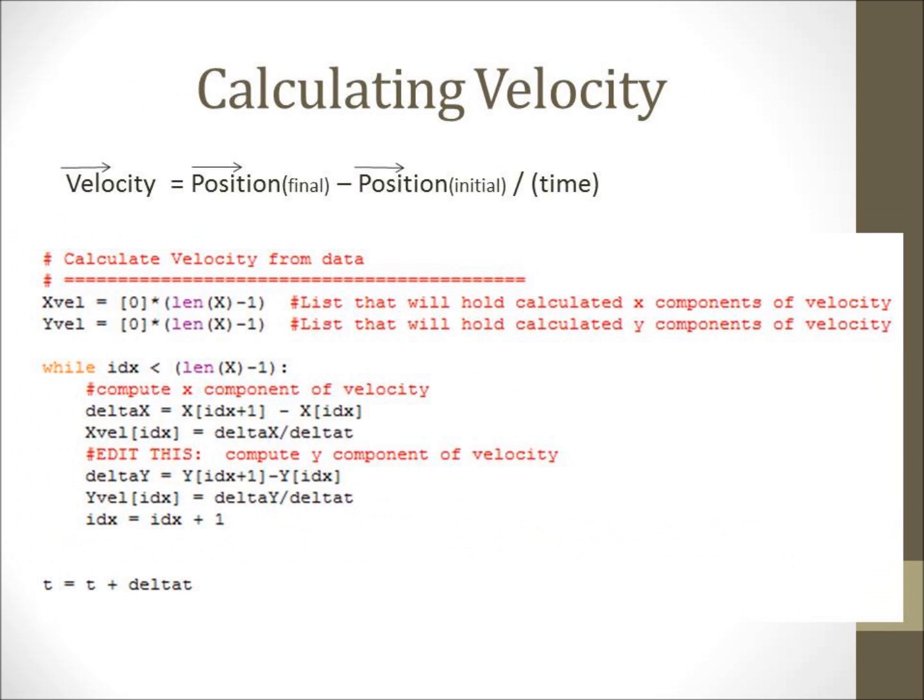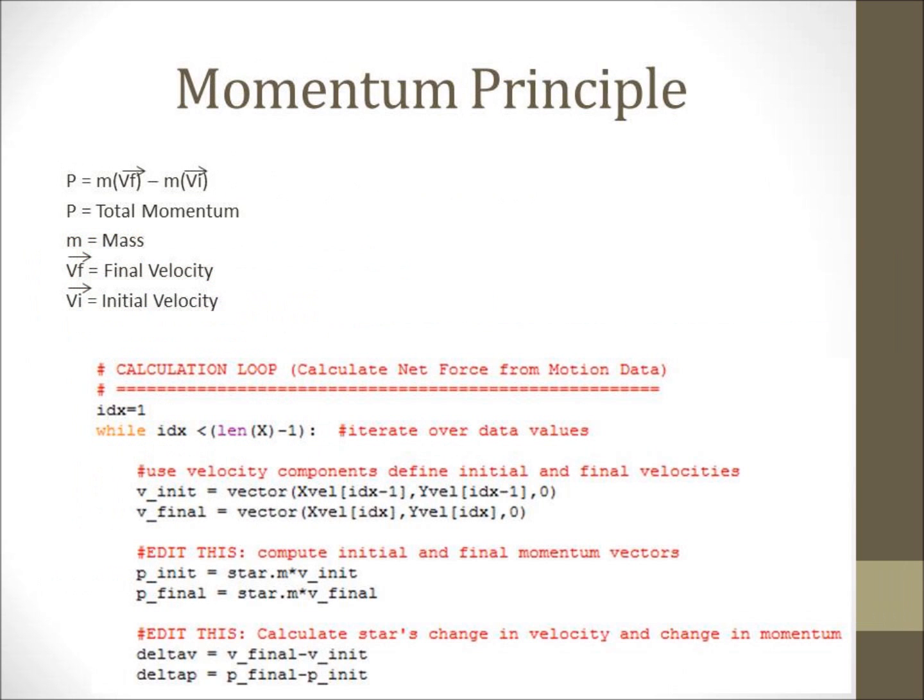We were given a CSV file to read the position data of the star, which would then be used to calculate initial and final velocities. In order to calculate the velocities in the x and y direction, we subtracted the initial positions from the final positions and divided that by the change in time, delta t. In order to find the net force, I had to start from the momentum principle.